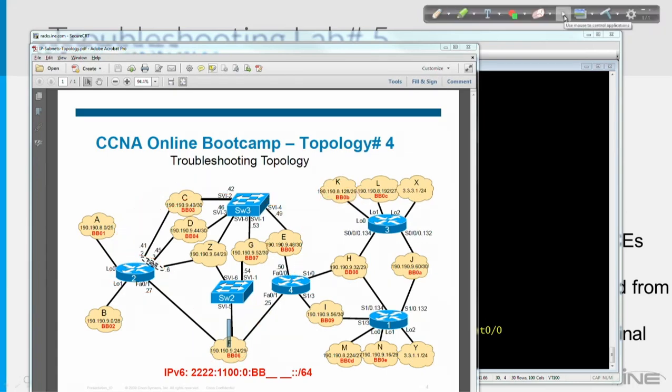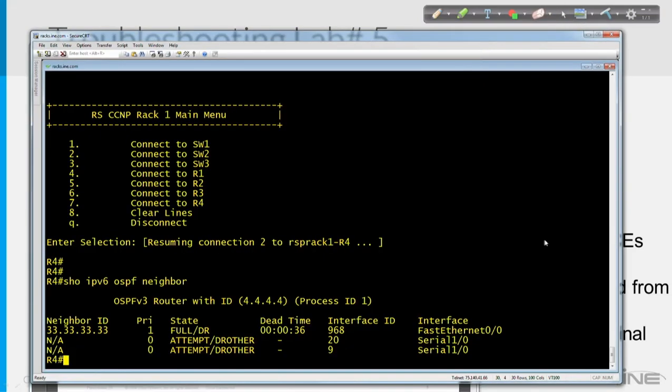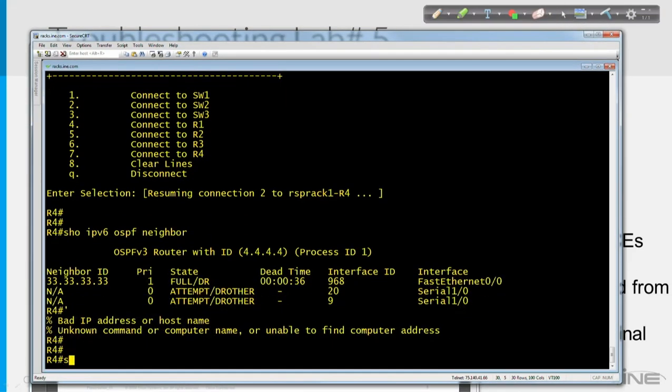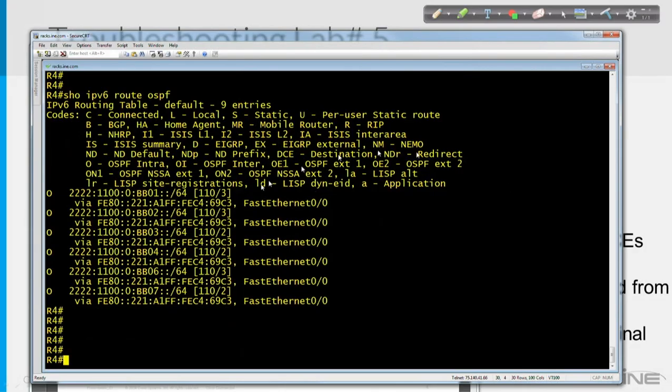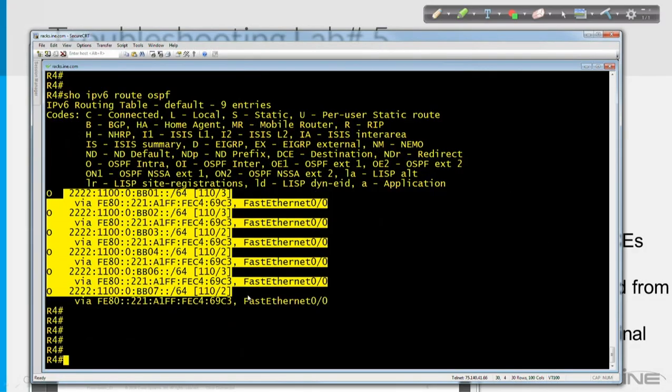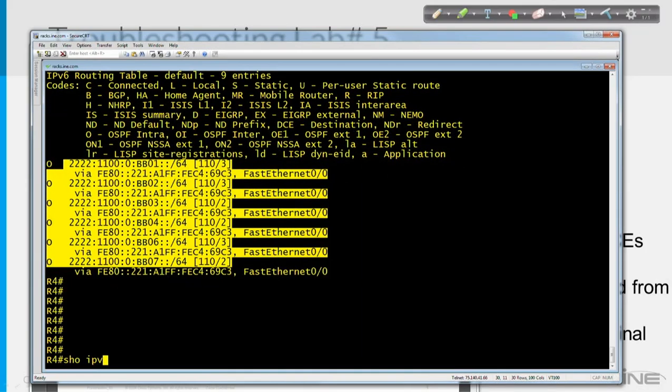Let's go on to router 4 and check him out. Show IPv6 route OSPF. We're looking for BB0B. And he does not. Okay, so that's why he hasn't advertised it to anybody else, because he doesn't know about it. Show IPv6 OSPF neighbor.